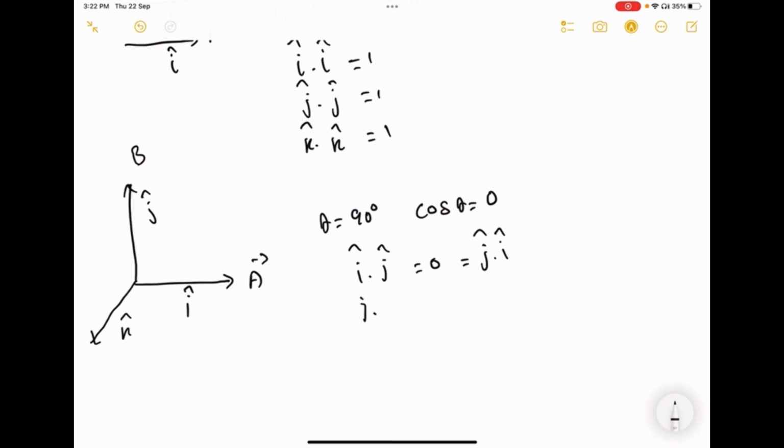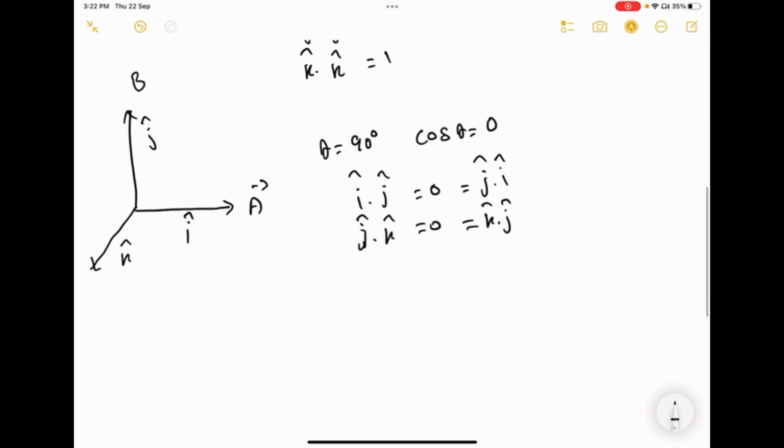So j dot k equals 0, k dot j is also equal to 0. K dot I equals 0 and I dot k equals 0. So if you're taking the dot product between two perpendicular vectors, your resultant will become 0.